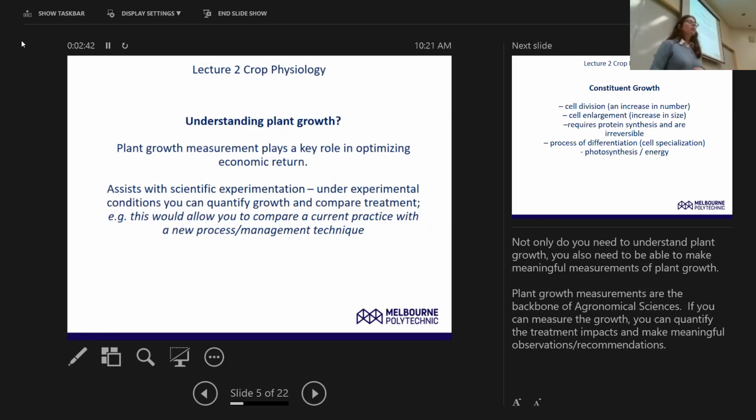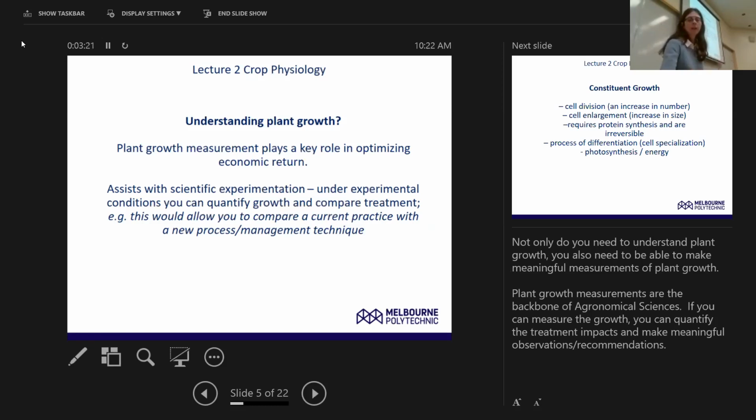So plant growth measurement plays a key role in optimizing economic return. Now, I don't mean currently that farmers go out and they spend hours and hours with a ruler measuring their plant height. They don't. But we are very close to getting technology that can do that. So perhaps in the future, that will start to happen. Mostly plant growth measurement is utilized in science, and so we measure different components about the plant, and we will compare different commercial ways of growing that plant.